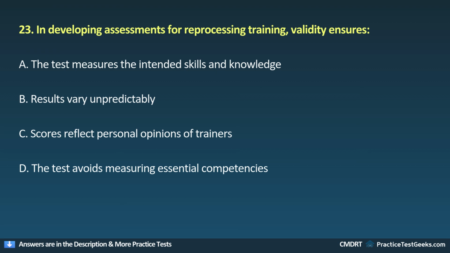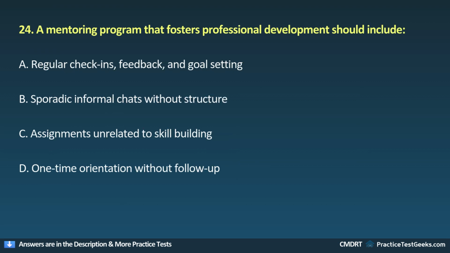23. In developing assessments for reprocessing training, validity ensures: A. The test measures the intended skills and knowledge. B. Results vary unpredictably. C. Scores reflect personal opinions of trainers. D. The test avoids measuring essential competencies.